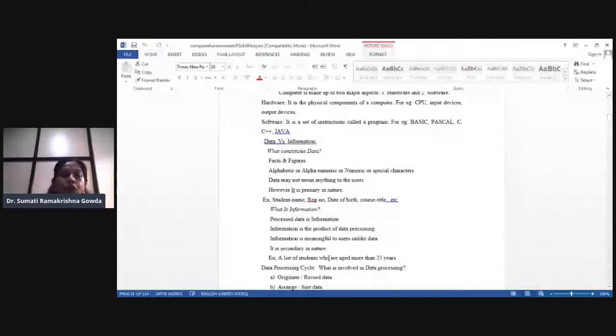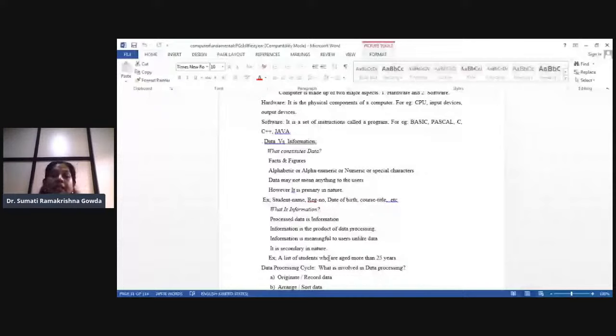Okay. So there are four types of data: alphabetic, numeric, alphanumeric, and special characters. Alphabetic means capital A to Z, small a to z. Alphanumeric means a combination of numbers and alphabets. Numeric means 0 to 9. Special characters means what? Plus symbol, less than symbol, greater than symbol, all symbols. Question mark symbol, asterisk symbol, ampersand, hash, at, etc. So they are all called special characters. Hope you understand now. Okay.